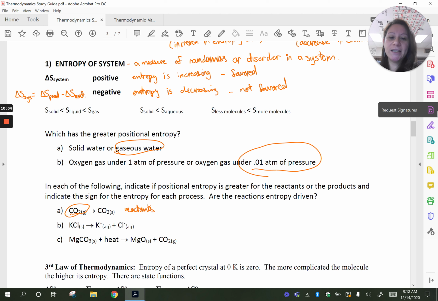Next question is, indicate the sign of the delta S. So would delta S be positive or negative in this case? Well, it's going to be negative. You're decreasing in entropy as you go from gas to solid, so your delta S is going to be negative, which is not favored, so that means it is not entropy driven.